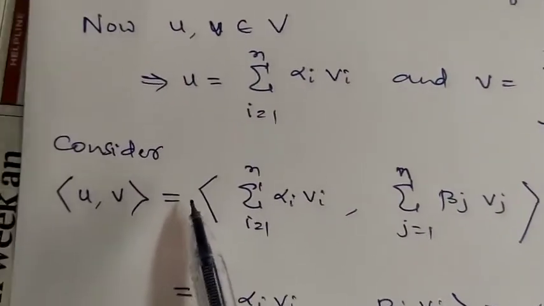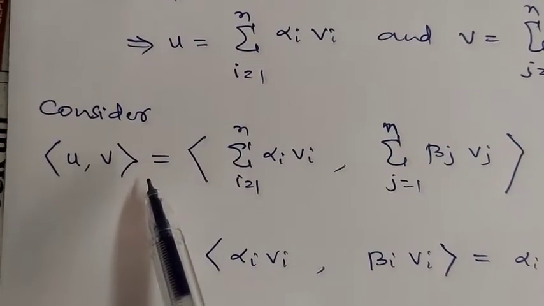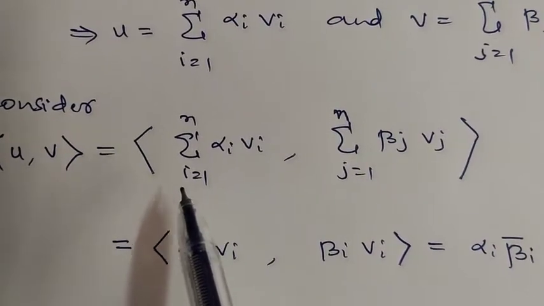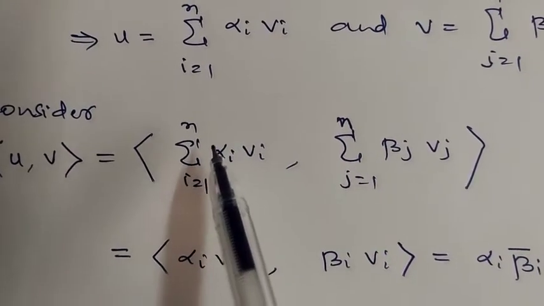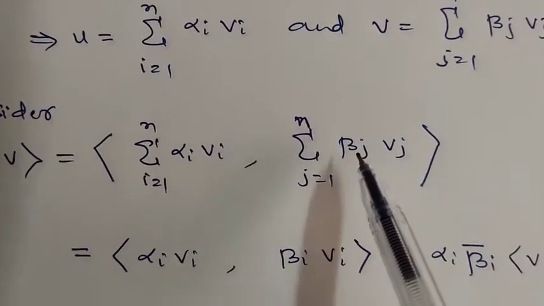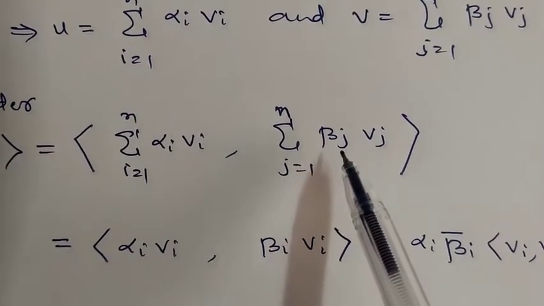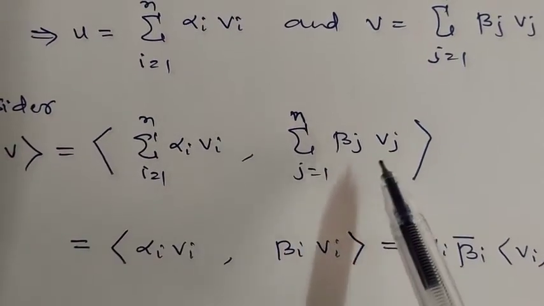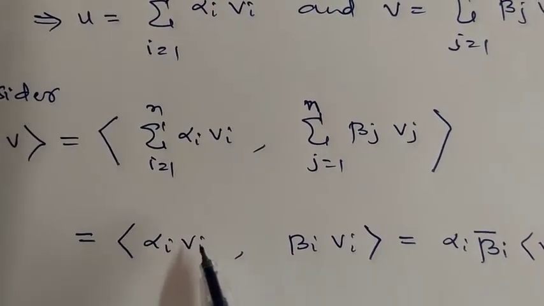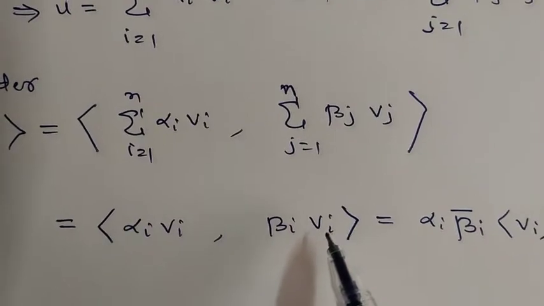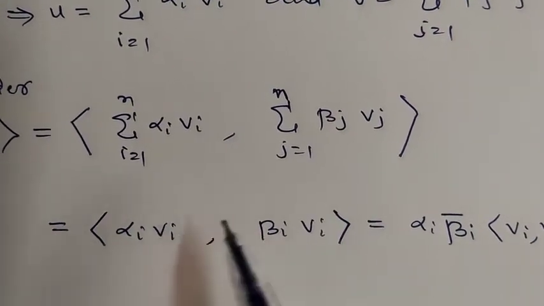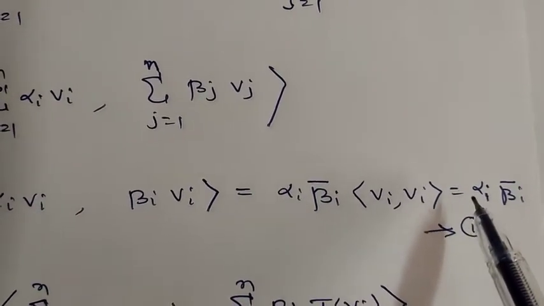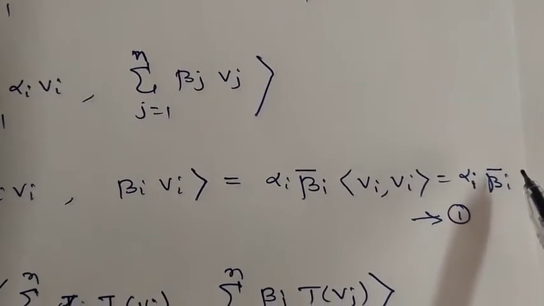Now you consider the inner product of these two vectors u and v. So inner product of u and v is equal to inner product of summation i equal to 1 to n alpha i vi, and summation j equal to 1 to n beta j vj. Since vi and vj are orthonormal, this gives alpha i beta i bar times inner product vi, vi. Vi, vi is 1, therefore this gives alpha i into beta i bar.